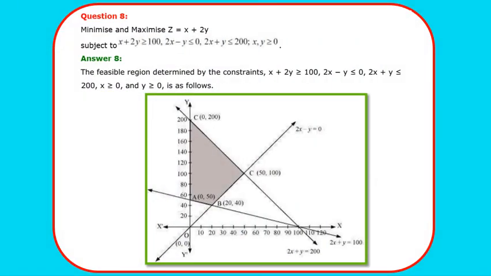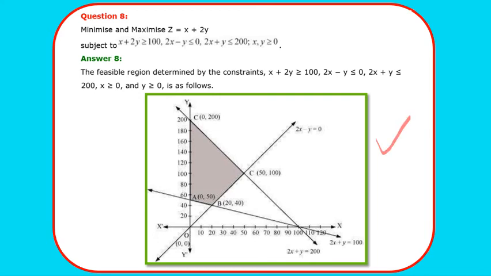Moving to question 8. Minimize and maximize. So we have to find both maximum and minimum. Minimize and maximize Z equals x plus 2y, subject to x plus 2y greater or equal to 100, 2x minus y less or equal to 0, 2x plus y less or equal to 200, x and y greater or equal to 0. So plotting the graph for the inequalities, we get the graph as shown in the figure.